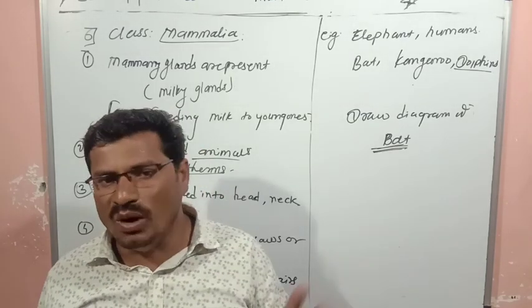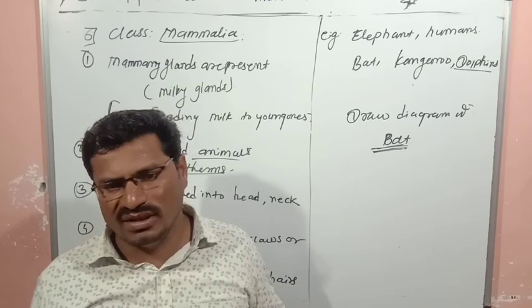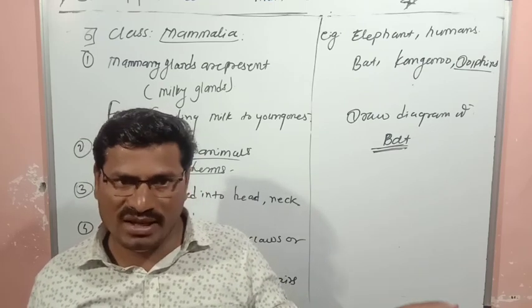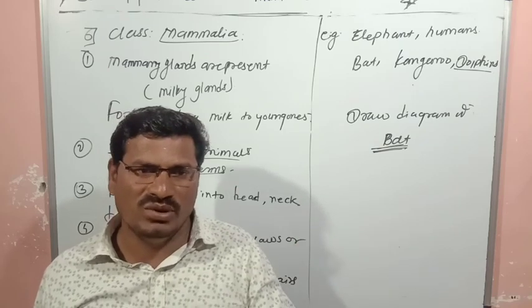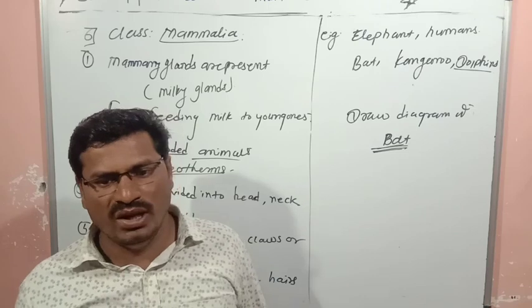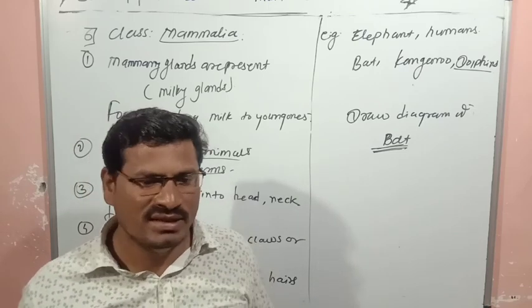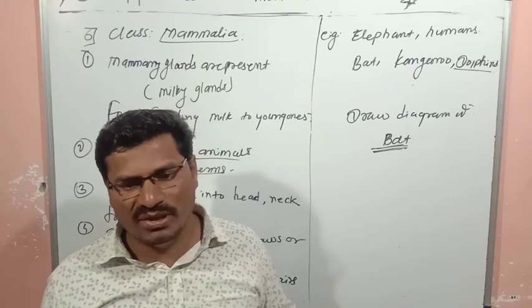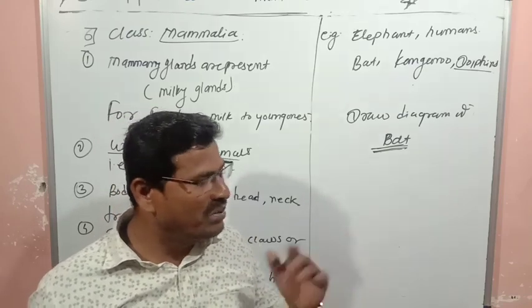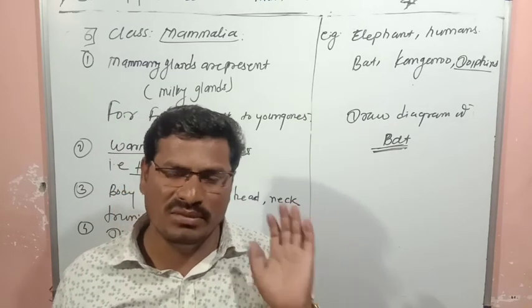Whales and walrus are the two organisms given. Even though they live in water, they are mammalians. Why? They have mammary glands and they are viviparous; they give direct birth to their babies.